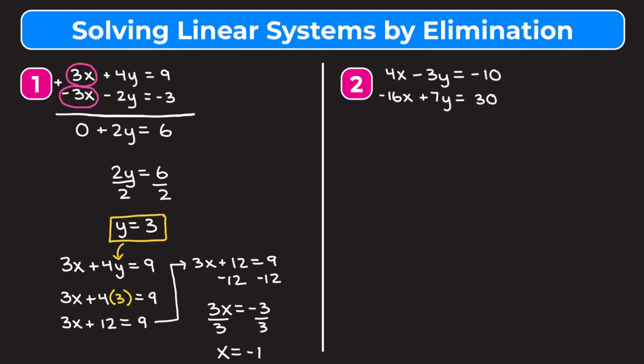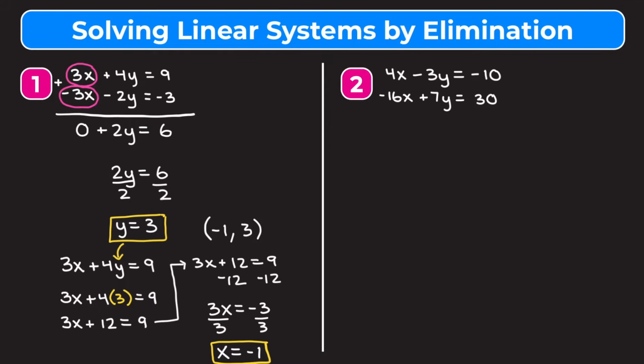So my answers are x is equal to negative 1 and y is equal to 3. And sometimes some teachers want you to write this as a coordinate point because remember, we're trying to find where the two lines cross. So you could also write your answer as negative 1, 3.